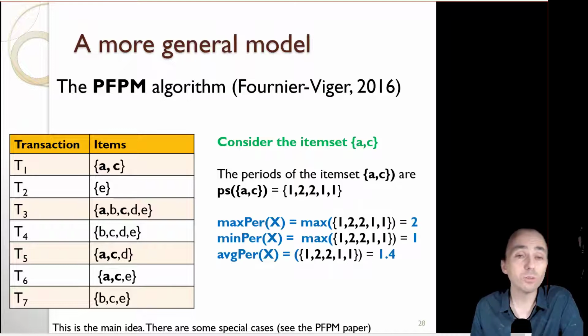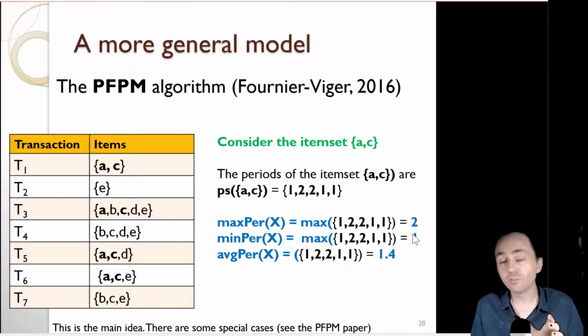Now, we want to find the maximum periodicity. So this is what I explained before. The maximum of 1, 2, 2, 1, 1 will be 2. Okay, so this is the maximum. Now, here we have the minimum also. So the minimum will be the smallest value between 1, 2, 2, 1, 1. So the smallest value is 1.